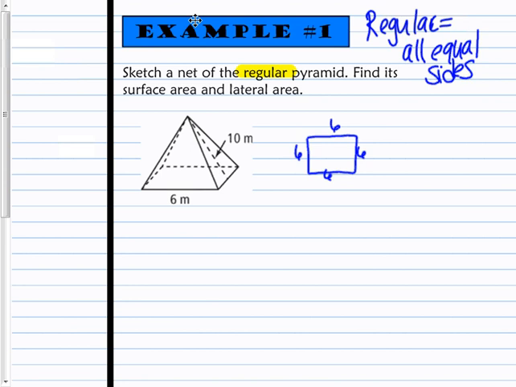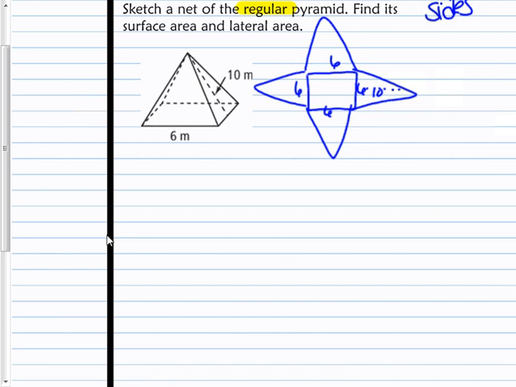And so then we're going to draw the pieces. Okay, there we go. That's the net. Slant height is 10. So there's the net. Now we're going to find the surface area and the lateral area.